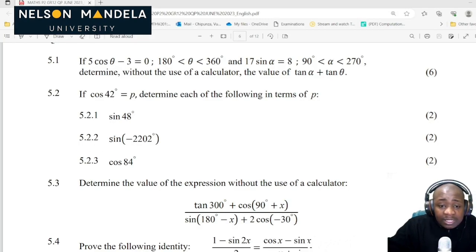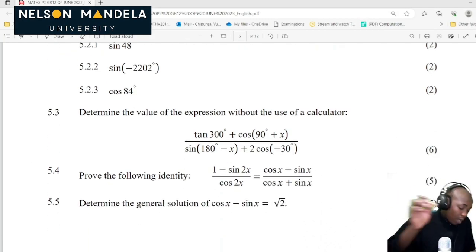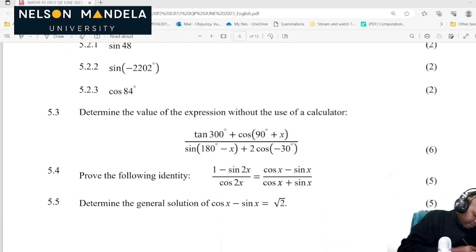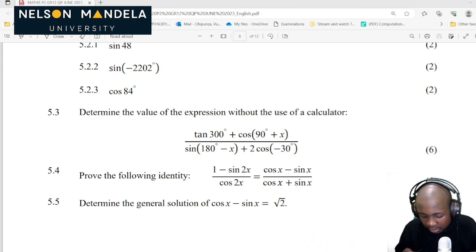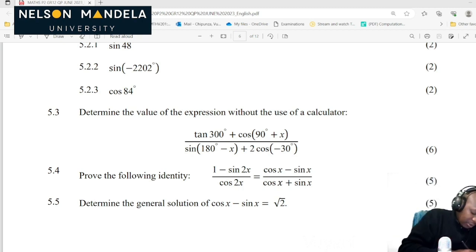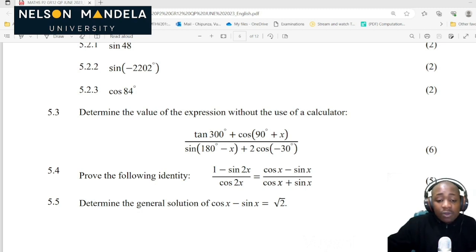Now let's proceed to the next question. Next question says cos of 84. Let's move on to 5.2.3. What is cos of 84 degrees? We actually know that this is the same as cos of 2 times 42 degrees. 2 times 42 is 84, so we can see that that's a double angle.